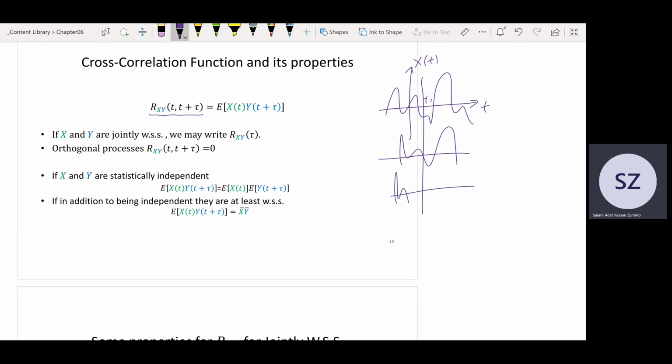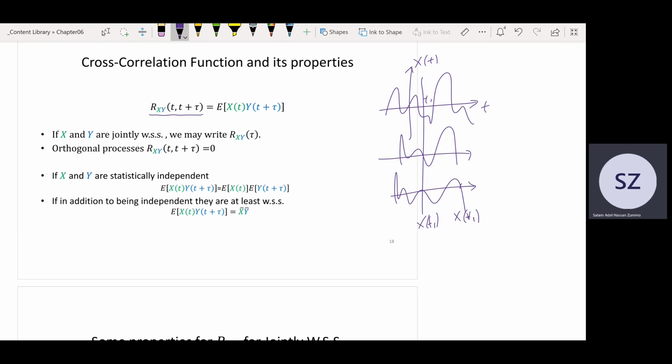This is the way it looks like, and so on. So for every t, I will get a random value. Another t, I will get another value. T2, and so on. Now I'm looking at this random process at a certain time, x of t, and another random process, y, which also has many sample functions and so on. However, at t plus tau, after tau.